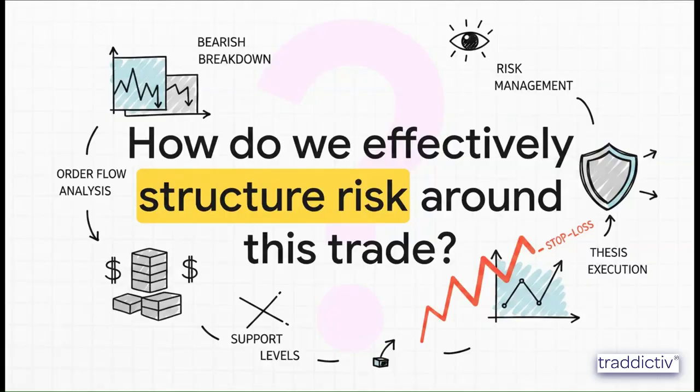Okay, so the chart makes sense, we understand the order flow, and we've got a solid thesis. But let's be real, having a thesis is not the same as trading. Trading is about execution and, more importantly, survival. So the next logical question we have to ask is, how do we effectively structure risk around this trade scenario? If we actually want to capitalize on this bearish breakdown, targeting that 69,795 support level, how are we protecting our capital if we're just completely wrong?